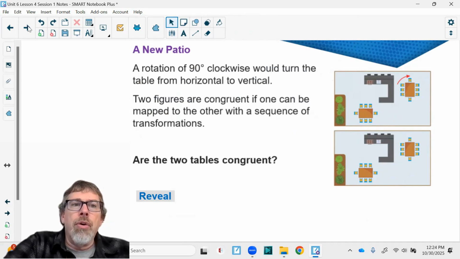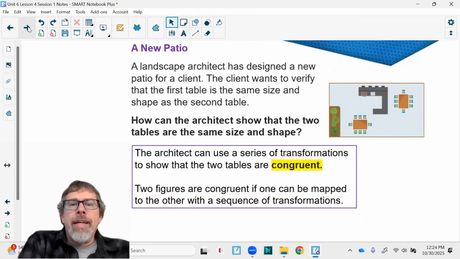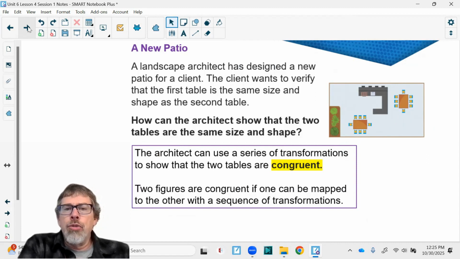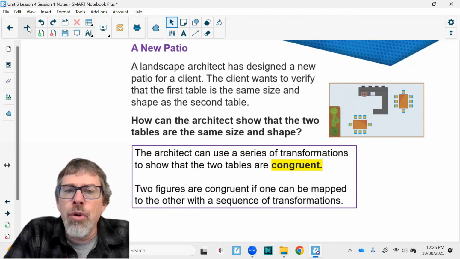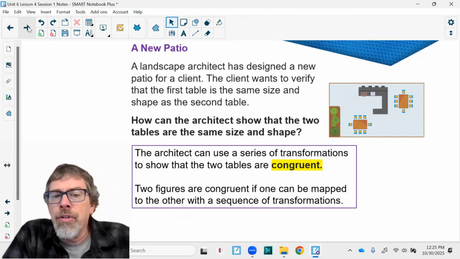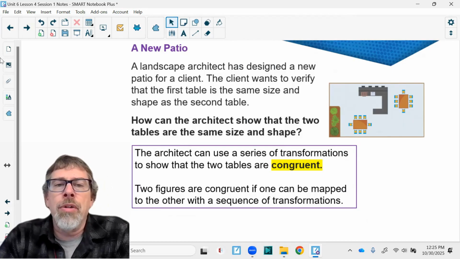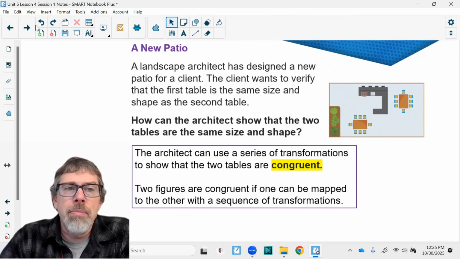I believe so. Okay. So a landscape architect, okay, we've already read this. How can the architect show the two tables are the same size and shape? Here's the answer. The architect can use a series of transformations to show that the two tables are in fact congruent. Two figures are congruent if one can be mapped to the other with a sequence of transformations.